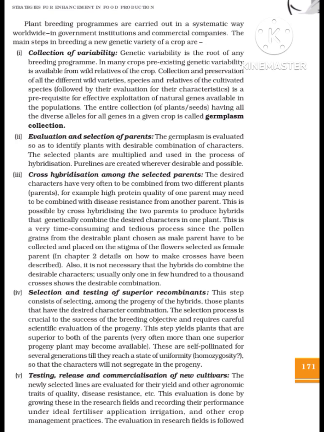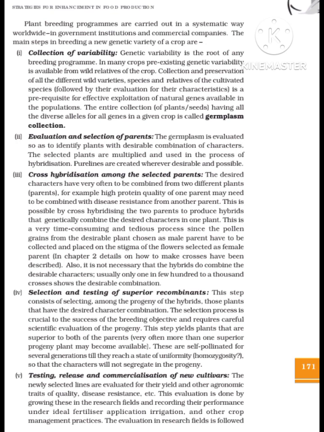3. Cross-hybridization among the selected parents. The desired characters have very often to be combined from two different plants, parents. For example, high protein quality of one parent may need to be combined with disease resistance from another parent. This is possible by cross-hybridizing the two parents to produce hybrids that genetically combine the desired characters in one plant.